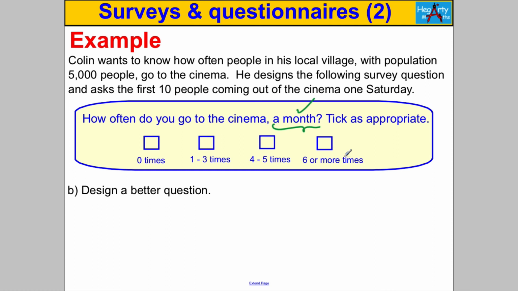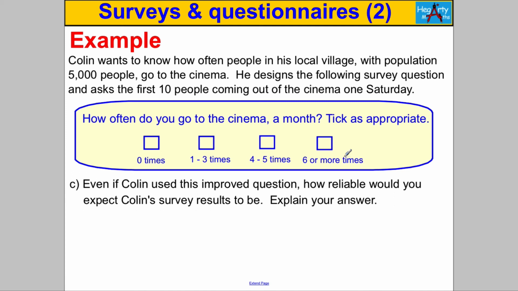Now the last part you're often asked in these questions is something like the following. So see if you can have a think about the answer to C. So it says, even if Colin used this improved question above, how reliable would you expect Colin's survey results to be? Explain your answer. I'll give you a hint here. Have a think about what makes a reliable sample.